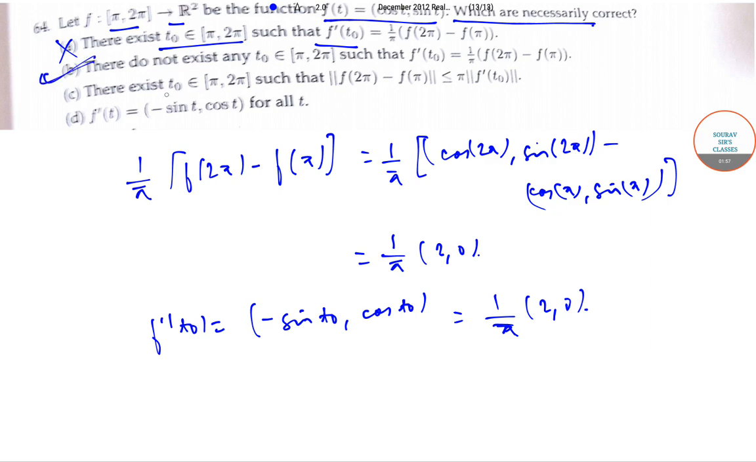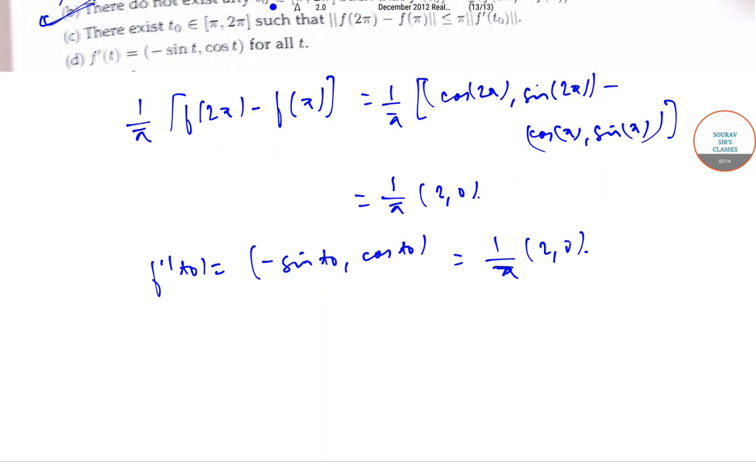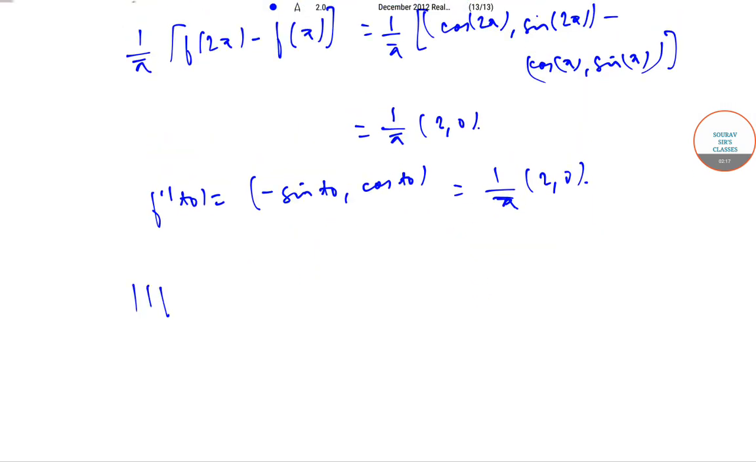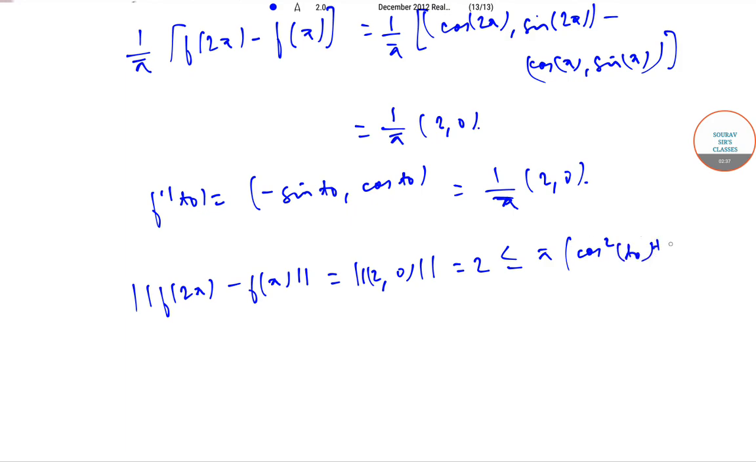Option C: there exists t₀ belonging to (π, 2π) such that the norm of f(2π) − f(π) is less than or equal to π times the norm of f'(t₀). Now, the norm of f(2π) − f(π) is equal to the norm of (2, 0), that is equal to 2, less than or equal to π times the square root of cos² t₀ + sin² t₀, which is equal to π.